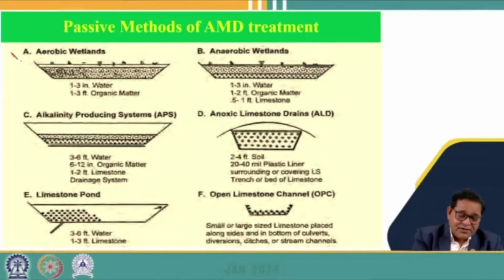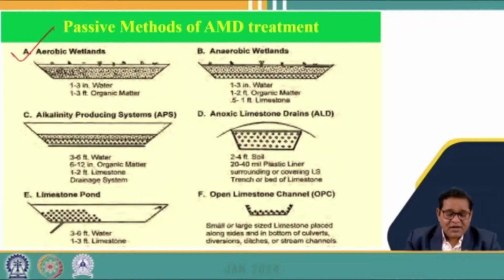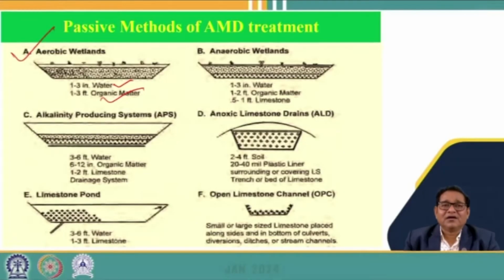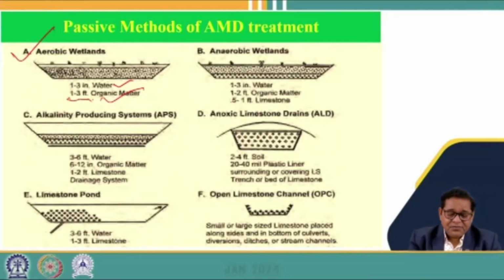So these are the passive methods for the treatment of acid mine drainage. If we see the first one, that is the aerobic wetland system. In the aerobic wetland system, it contains a layer of 1 to 3 inches of water at the top, and then the water layer is overlying the organic matter layer of 1 to 3 feet. So these are basically the organic matter filled into the wetland, and this is the acid mine drainage that is to be applied on the surface of this organic matter.